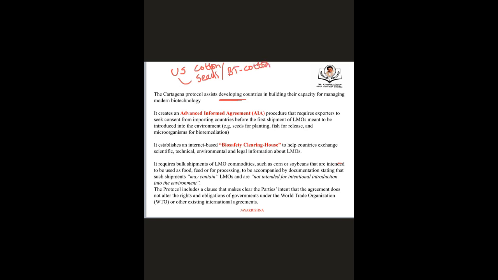What is this BT cotton? BT cotton is nothing but Bacillus thuringiensis cotton. What is this Bacillus thuringiensis? Bacillus thuringiensis is a bacteria. A bacteria means it is an animal, and this is a plant. When a gene from the bacteria is extracted and inserted in the plant, now this particular seed is called a genetically modified seed.